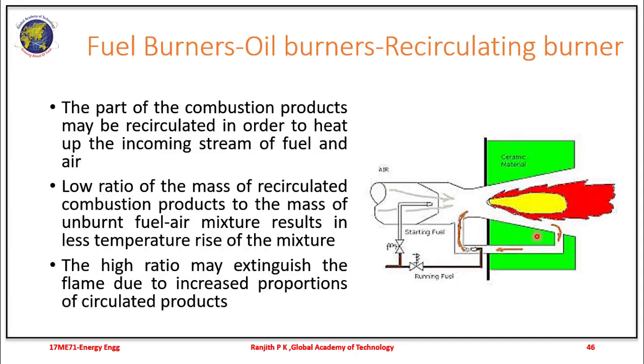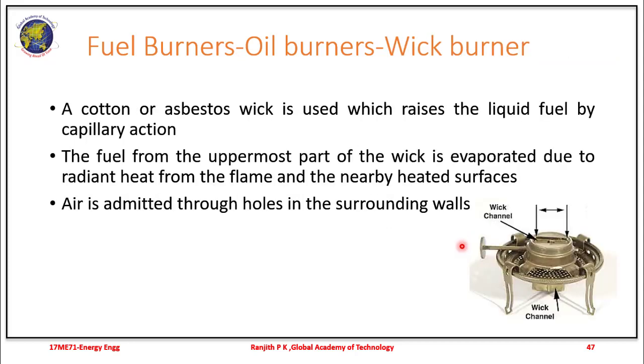and this air aids for the combustion. In case of a recirculating burner, there is some amount of combustion products that are recirculated, hence the name recirculating burner. This high ratio usually needed to extinguish the flame due to increased proportions of the circulated products.